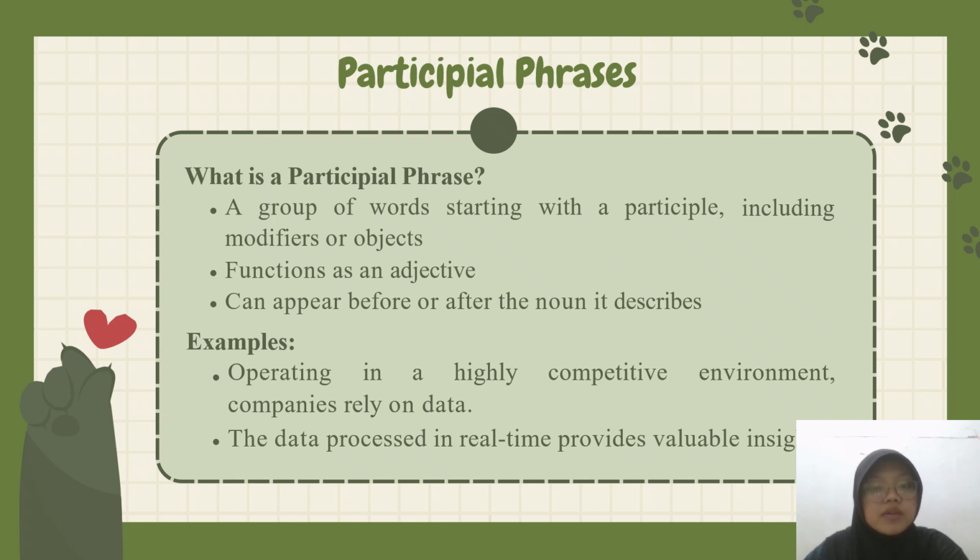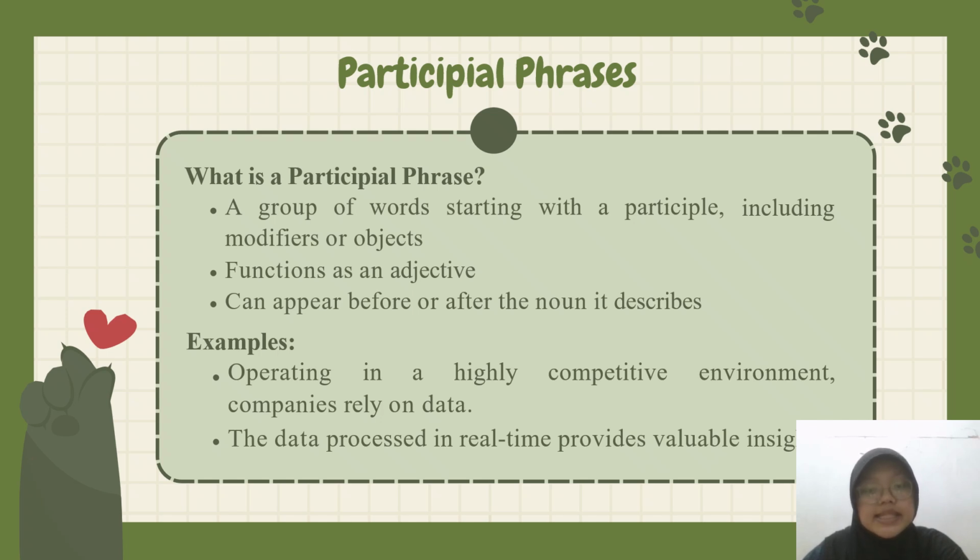Position. These participial phrases are quite flexible. They can appear before the noun they describe or after it. Okay, let's look at the examples. Operating in a highly competitive environment, companies rely on data. The phrase "operating in a highly competitive environment" starts with the present participle "operating." This entire phrase describes companies, the companies that are operating in a highly competitive environment.